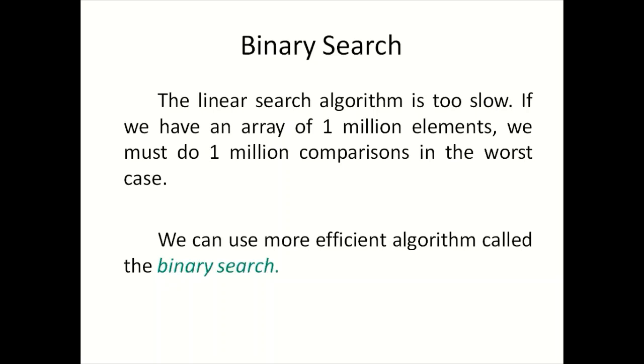The linear search algorithm that we have studied is too slow. Suppose we have an array of 1 million elements, we must do 1 million comparisons in the worst case. So we have an efficient algorithm called binary search, which searches either the first half or the second half of the array, thereby avoiding searching the full array as done by the linear search technique. So this makes it much more efficient.